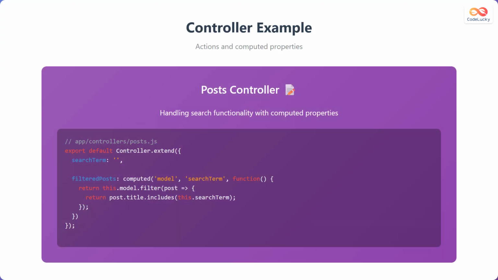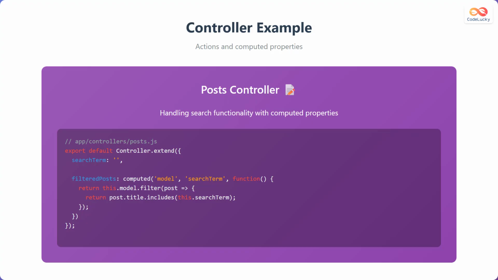Here's a practical example of a posts controller handling search functionality. The controller defines a search term property initialized as an empty string. The filtered posts computed property depends on both the model and search term properties. When either of these properties changes, the computed property recalculates automatically.